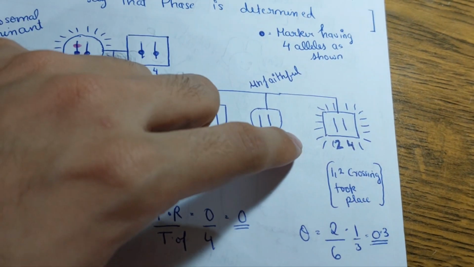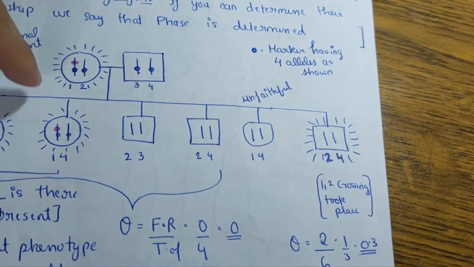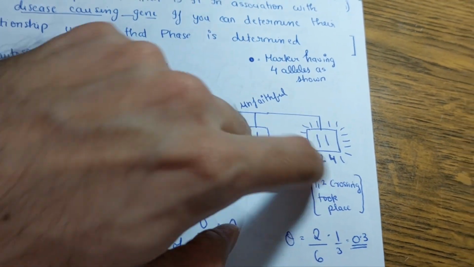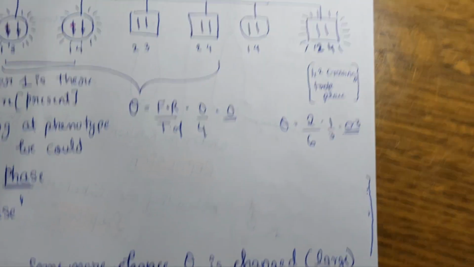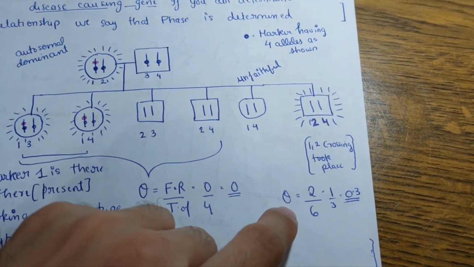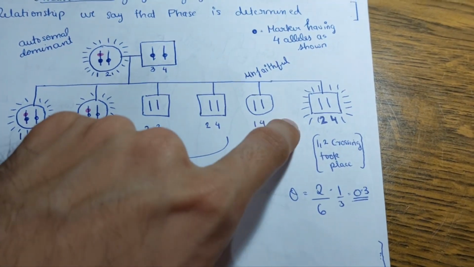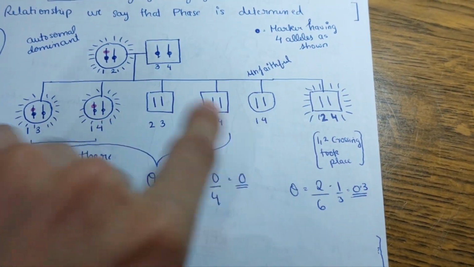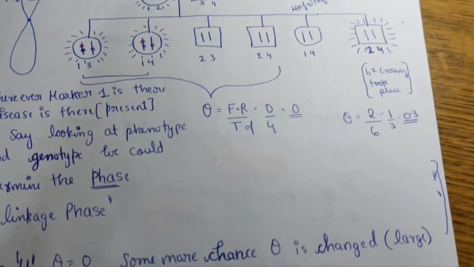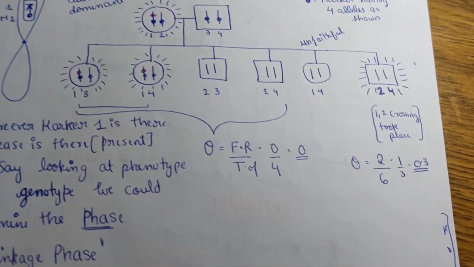Whereas the 6th child, he didn't have the allele 1 of the marker but he had the allele 2 of the marker, and still the disease was manifested. So now theta is equal to the frequency of recombination divided by total number of offspring. There were 2 recombinations, so 2 divided by the total number of offspring, which is 6, so 1 by 3, that is 0.3. That is the theta value here.